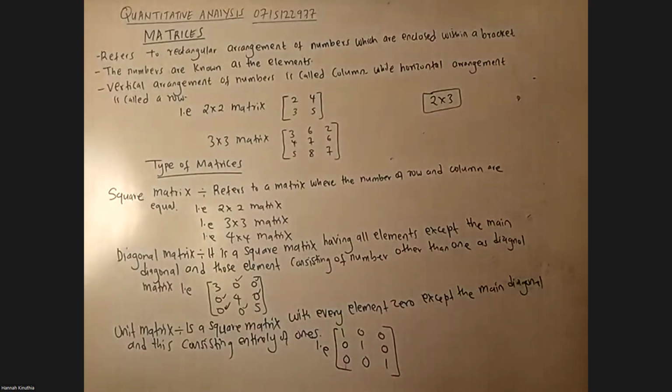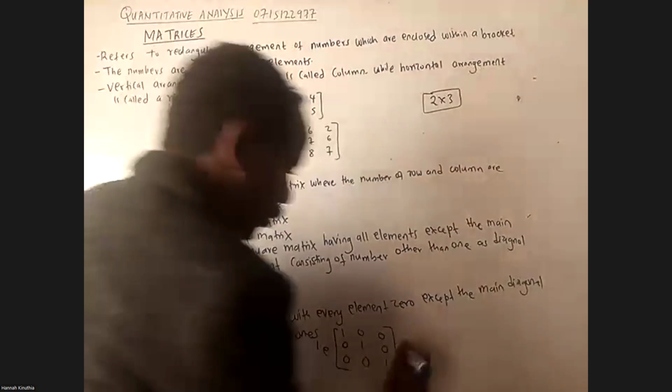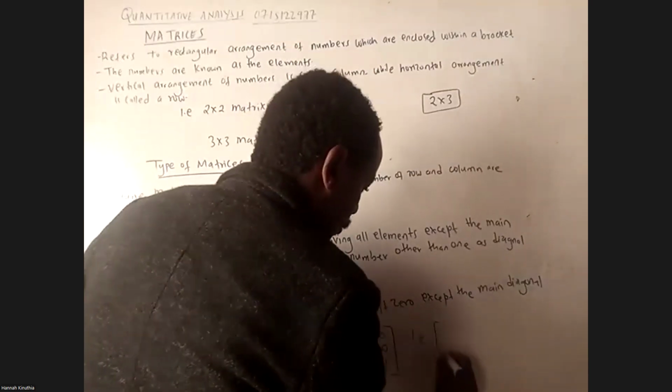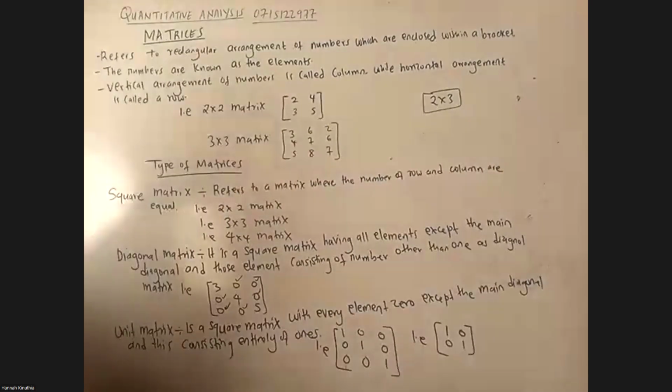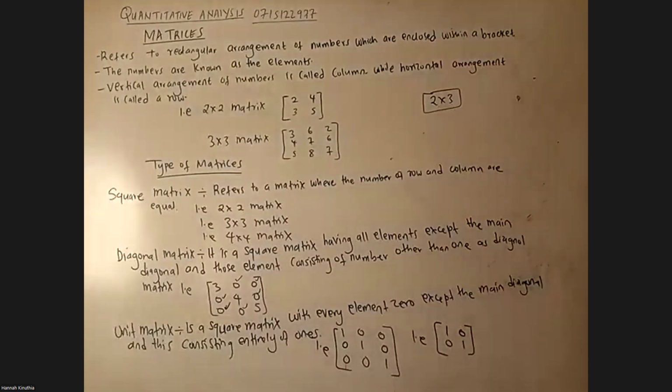You can also give a 2 by 2 example: 1, 0, 0, 1. That one is okay. Sometimes it's called the identity matrix. Now let's go to the next one.